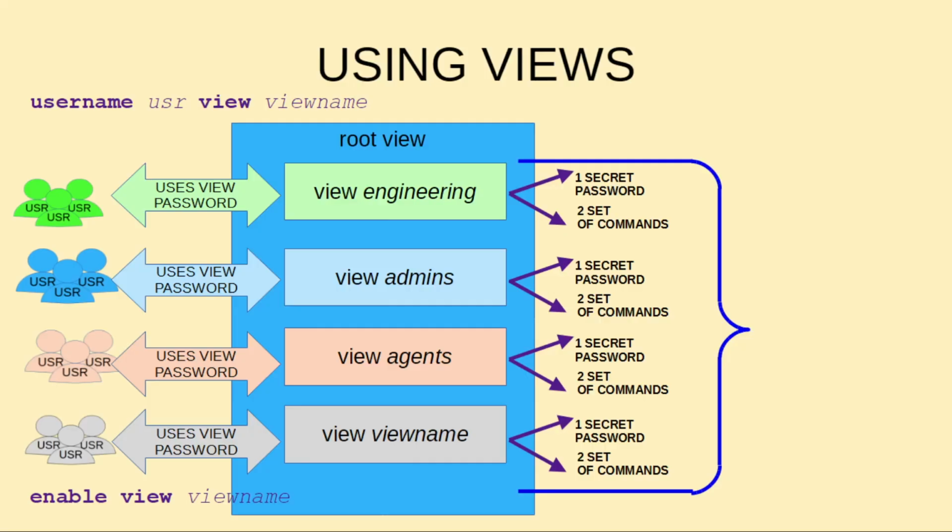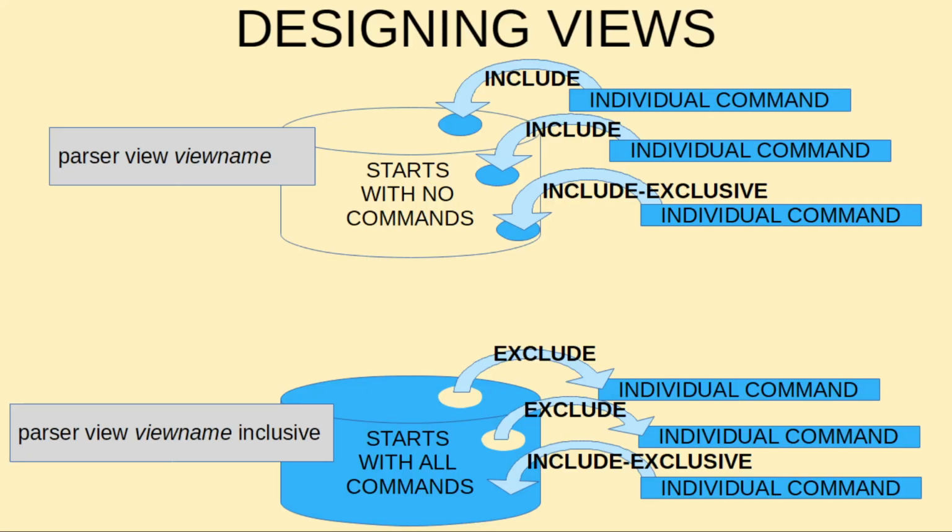For instance, when creating your local user database, you can assign your users a particular view. Or you can let your users jump between views with the command enable view and the view name. In both cases, the user must know the view password. There are two approaches in order to configure views. With the first approach, we're going to start with a view that is actually empty, and we are going to include commands into it. And with the second approach, we're going to start with a view that has access to all commands, and we are going to exclude commands from it. In both cases, we can define commands that are exclusive to this view.